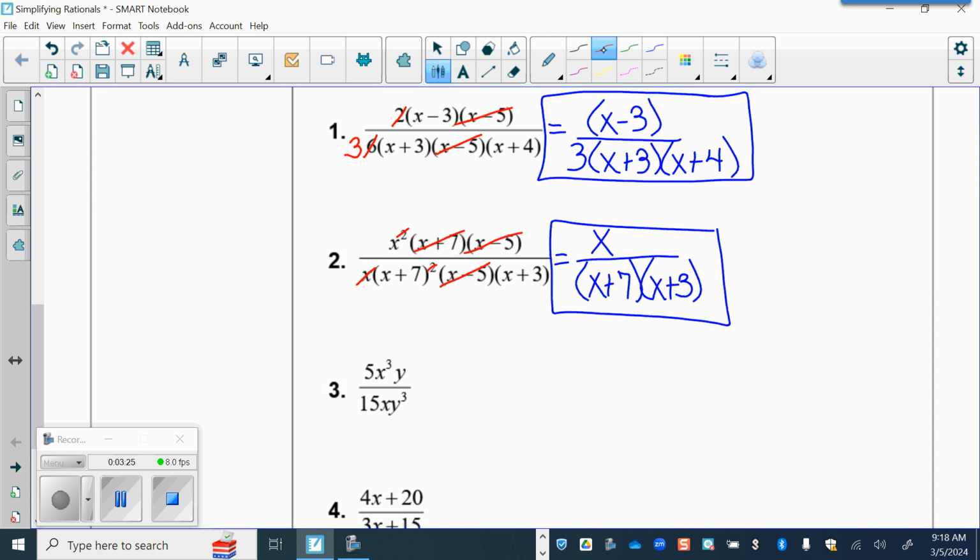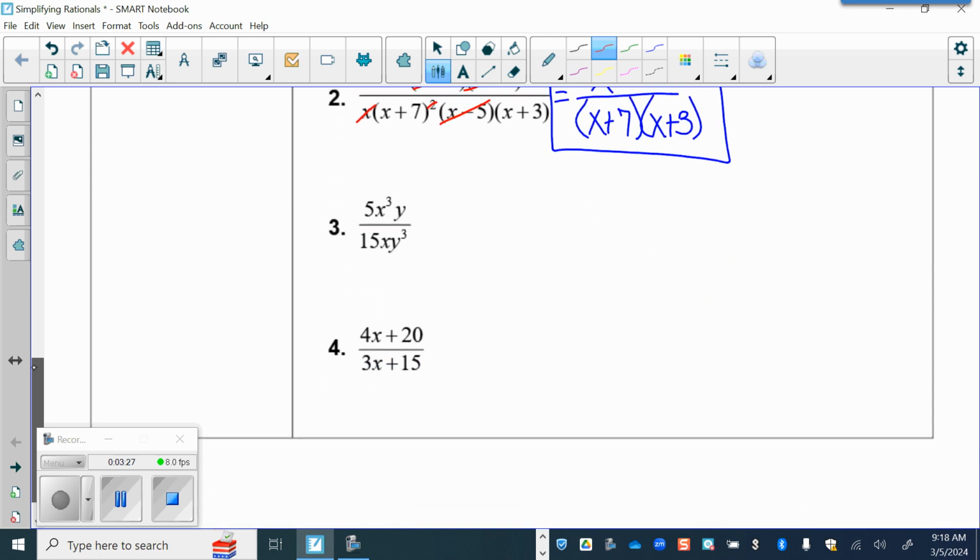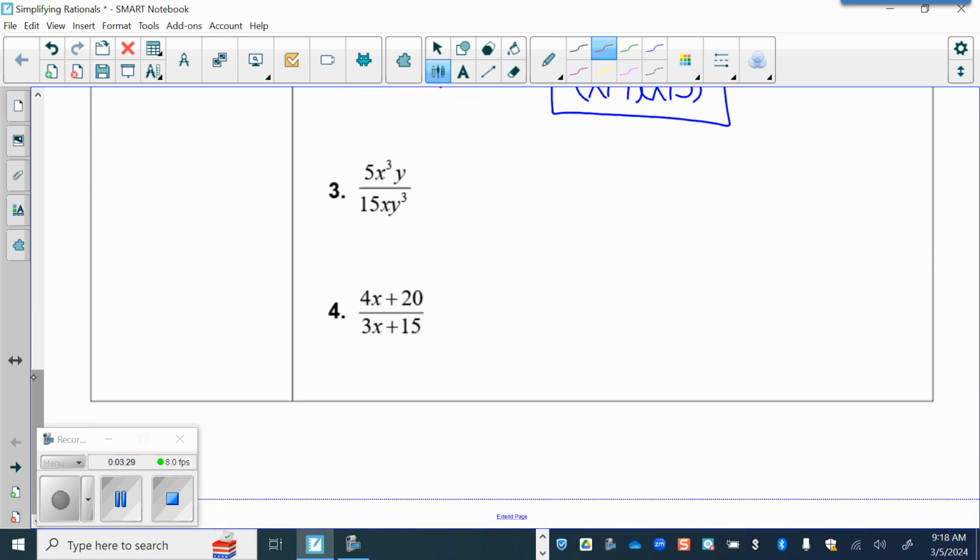Okay. Our next one looks like something from our last unit on exponents and radicals. 5 goes into 5 once, 5 goes into 15 3 times. X goes into x once and x cubed with a remainder of 2. And y goes into y once and y cubed with a remainder of 2. So this leaves me with x squared divided by 3 y squared.